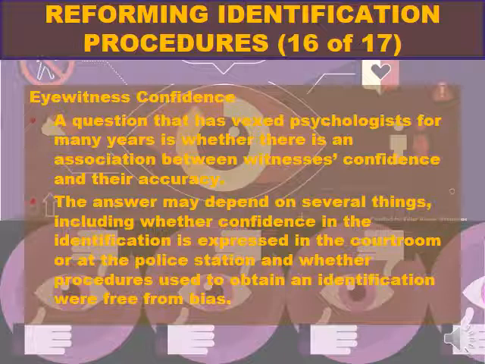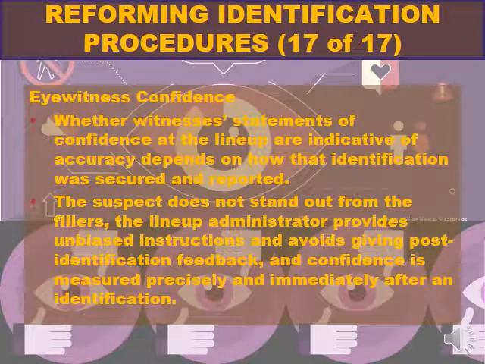So now, reforming identification procedure, 16 of 17: eyewitness confidence. A question that has vexed psychologists for many years is whether there is an association between witnesses' confidence and their accuracy. The answer depends on several things: whether the confidence in the identification was expressed in the courtroom or at the police station, and whether procedures used to obtain an identification were free from bias. Whether a witness's statements of confidence in the lineup are indicative of accuracy depends on how that identification was secured and reported.